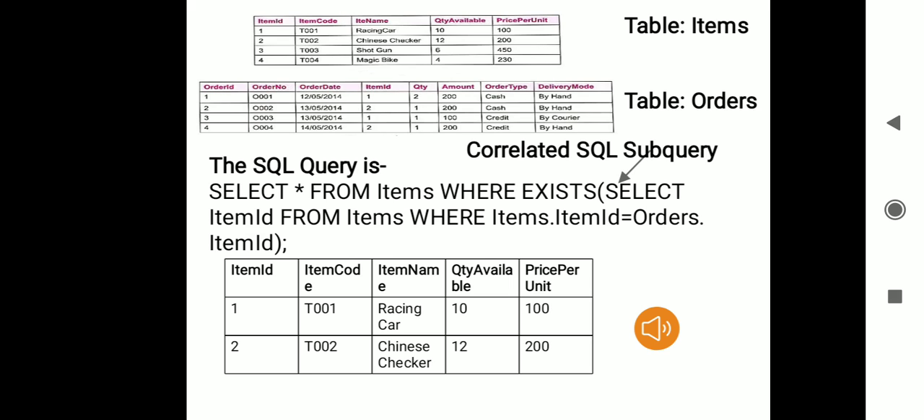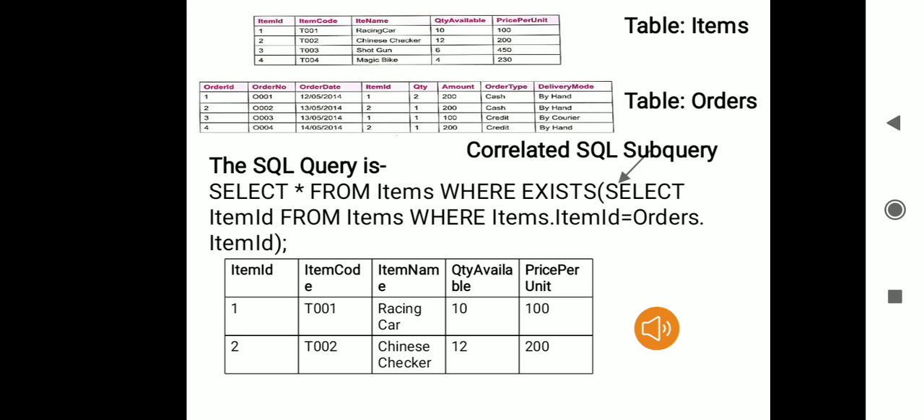Then where exists. From this line, we mean that we are going to use the exist operator. Then see the subquery, select item ID from items where items.item id is equal to orders.item id. From this subquery, the entries in the column item id will be extracted from the items table based on the joining condition items.item id is equal to orders.item id.